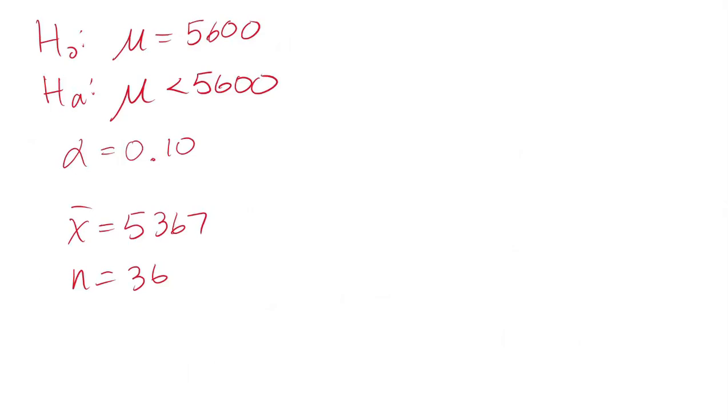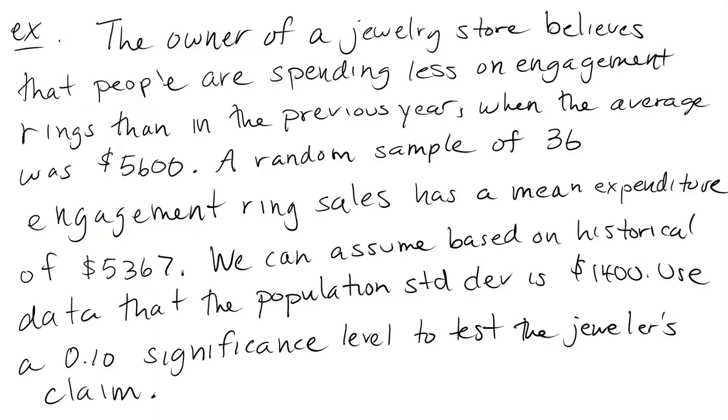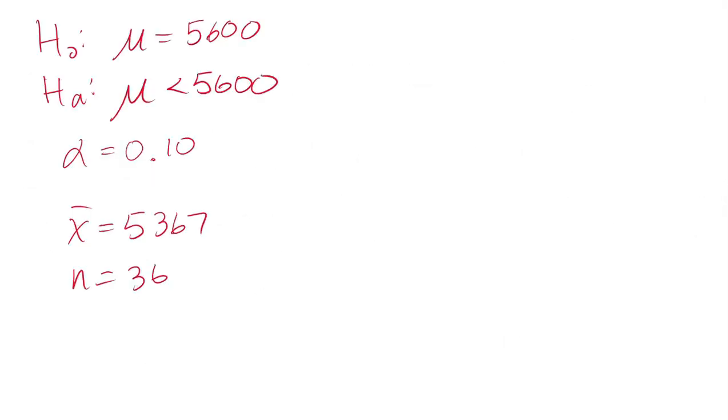That is big enough to satisfy the central limit theorem, so we don't need to worry about whether or not the population is normally distributed. We will need another piece of evidence for the calculator, and that is the standard deviation. We're told to assume based on historical data that the population standard deviation is 1400. Because the calculator will ask for sigma before the sample data, I'm going to stack it on top.